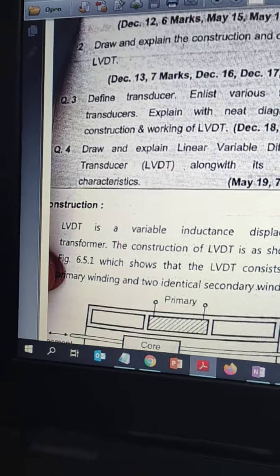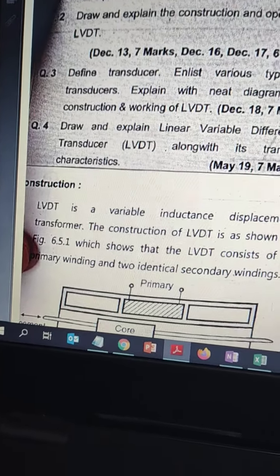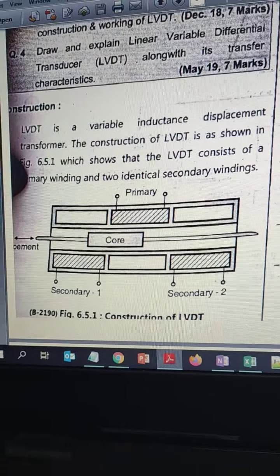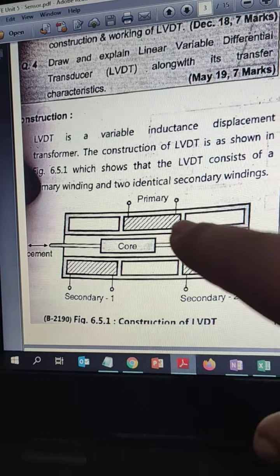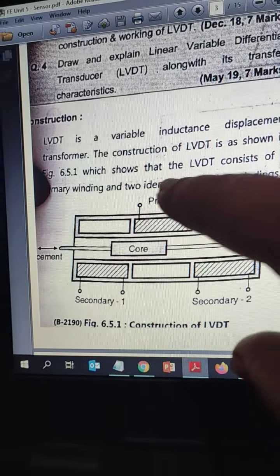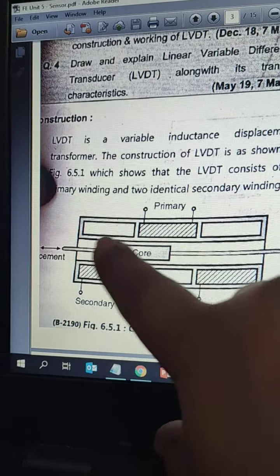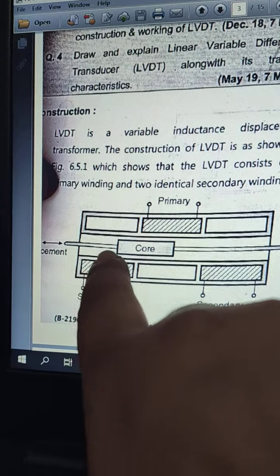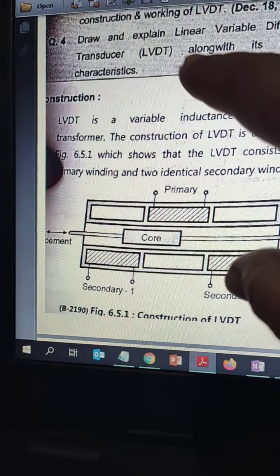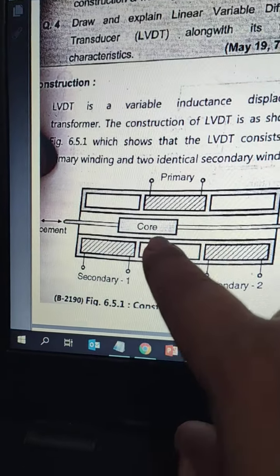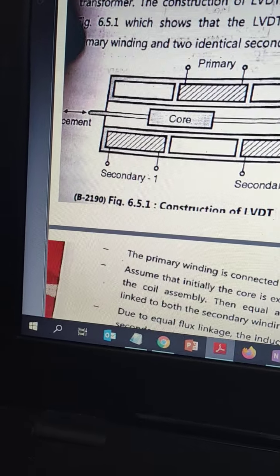So LVDT is nothing but a variable inductance displacement transformer. The construction of LVDT is shown in the figure. It consists of one primary winding and two secondary windings, and between them the middle one is the core. Here we apply the quantity, that is a displacement. That quantity we vary linearly, so the name given is linear variable differential transformer.